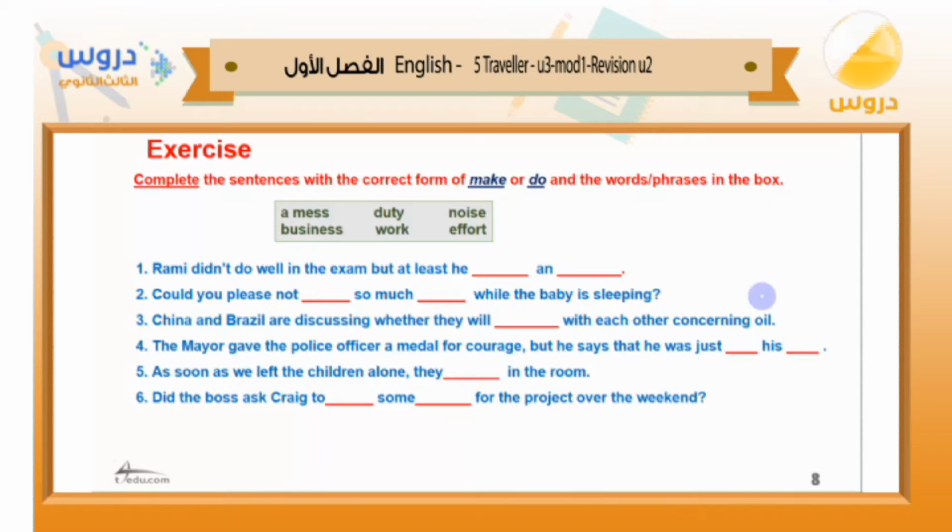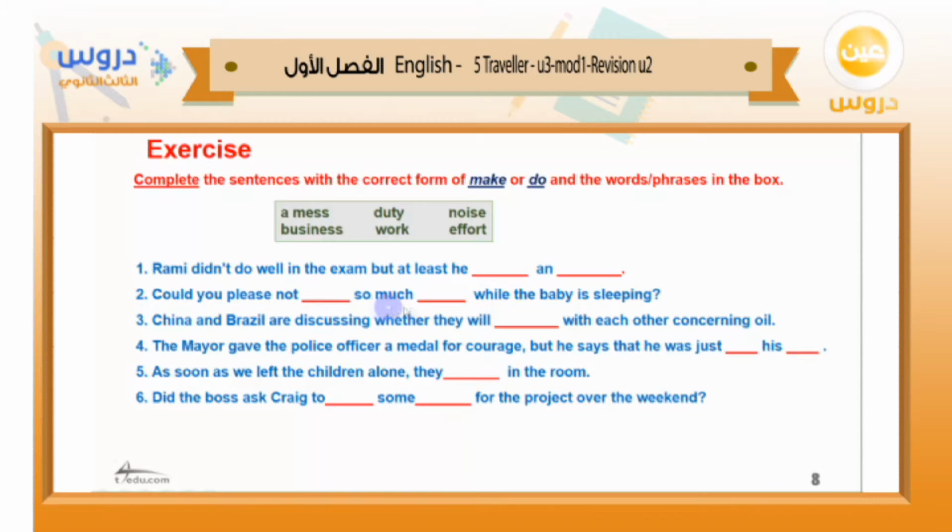Alright, here we go with the exercise. Complete the sentences with the correct form of make or do and the words and phrases in the box. So we have 6 words. We need to complete the words or phrases in the box. Okay, a mess, duty, noise, business, a work, effort. Rami did not do well in the exam, but at least he and then a space in the red. You can see it.